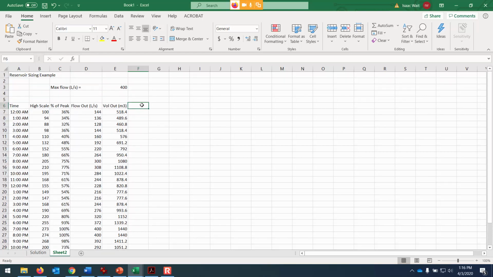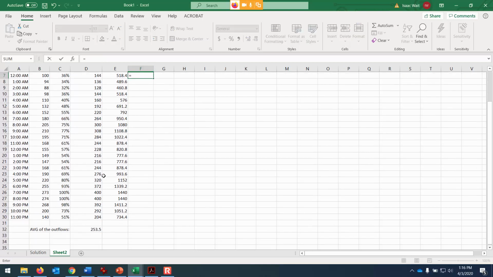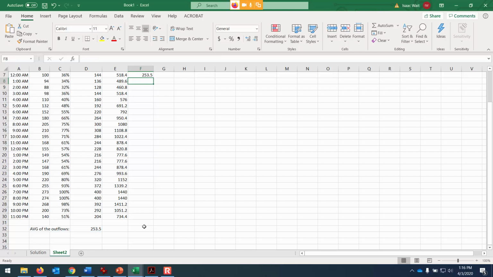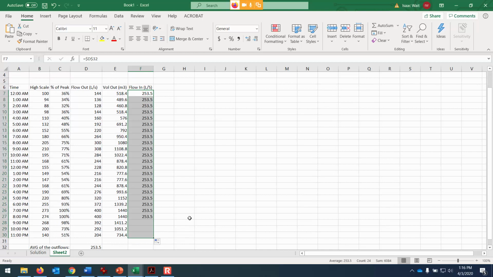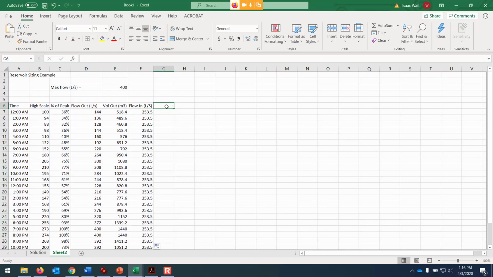Okay, so the average of the outflows is what I'm going to send into the reservoir. So that's also going to be my flow in, liters per second. So it's just going to be constant. And I can drag that down through all of the hourly periods. And then there's also the volume in terms of cubic meters. So it's the flow in multiplied by 3,600 seconds per hour, and then divided by 1,000 because there's 1,000 liters in 1 cubic meter.